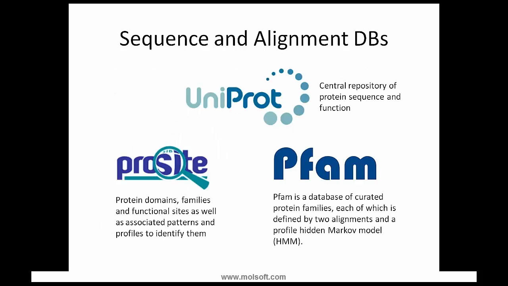ICM has a direct link to three key sites. The first is UniProt, which is a general repository of protein sequence data and function data. The second is ProSite, which contains annotated protein domains, families and functional sites, and patterns and profiles. And also the PFAM database, which is a curated database of protein families. So you can read sequence alignments of protein families directly from PFAM into ICM.